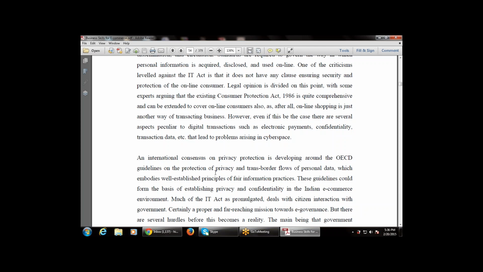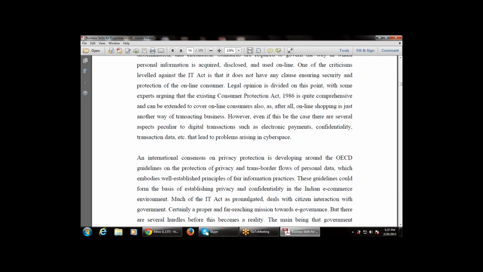Many of the IT Act provisions as promulgated deal with citizen interaction. That is, most of the IT Act deals with citizen interaction with the government. That is how citizens interact with the government, and there must be rules and regulations to deal with citizen interaction with the government.